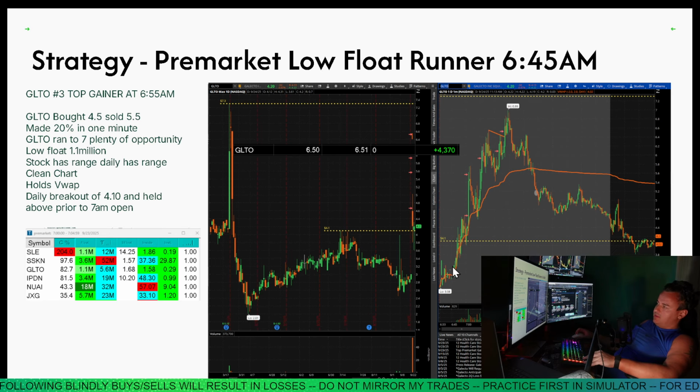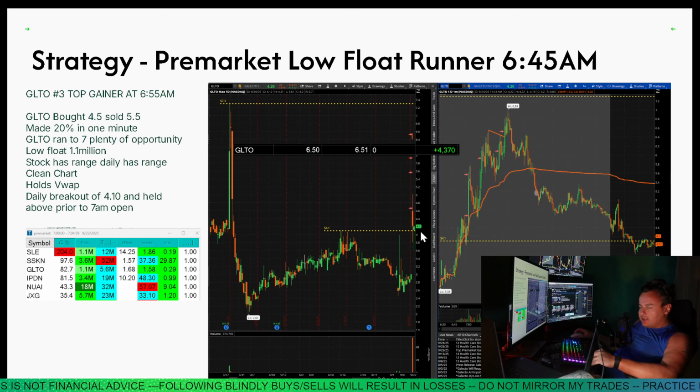So there was not only money to be made on the front side, but as we hit the daily resistance over here of 730, we can try to get some shorts in, and then pretty much make money on the backside. That's a very nice ticker. It's a daily breakout of 410, and I don't think this ticker did have news at all.